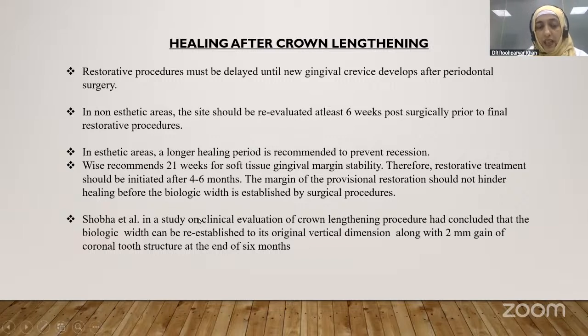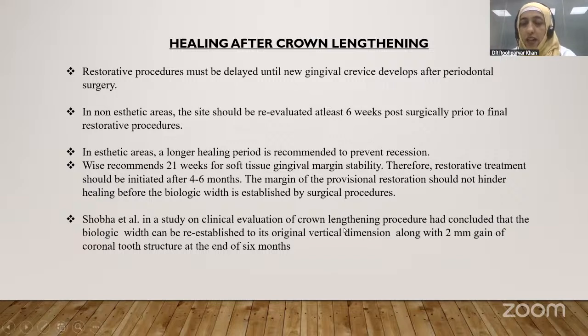Shobha et al., in a study on clinical evaluation of crown lengthening procedure, concluded that biological width can be re-established to its original vertical dimension, along with 2 mm coronal to the tooth structure, at the end of 6 months. That is, according to Shobha et al., we should allow at least a 6-month period after the crown lengthening procedure for proper integrity of the gingival margin, that is, gaining 2 mm length between the gingival margin and alveolar crest. It takes a minimum of 6 months.